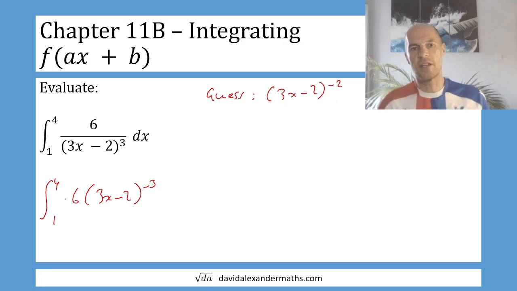The reason I'm ignoring the 6 is because I know that when I differentiate this, there will be a number popping out the front, and you never know, it could be 6, in which case I'll have nailed it straight away. It's unlikely to be 6. Well, we'll see what happens.